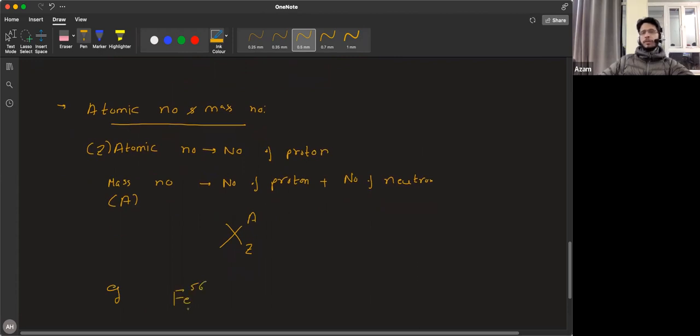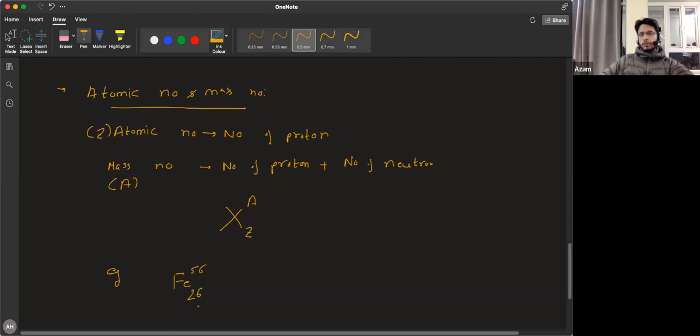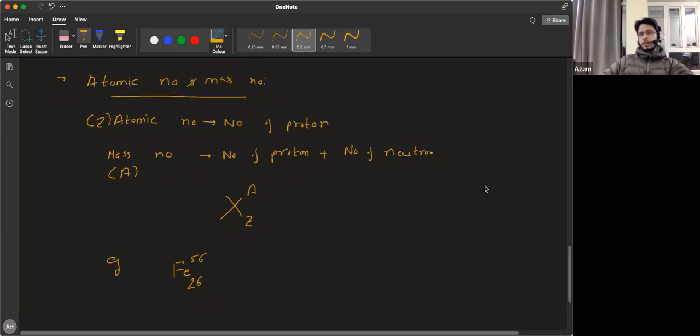What is the atomic number of iron? Is it 26 or 27? 26. So this is iron. So what are the number of neutrons in iron? What is this, 56? Mass number. And this one? Atomic number. How will you calculate number of neutrons from this data? Number of neutrons, a simple calculation, mass number minus atomic number. So this is 30. So this is how we calculate this.